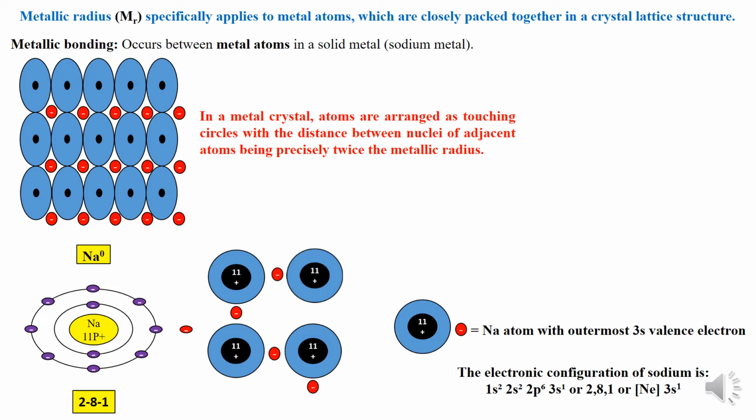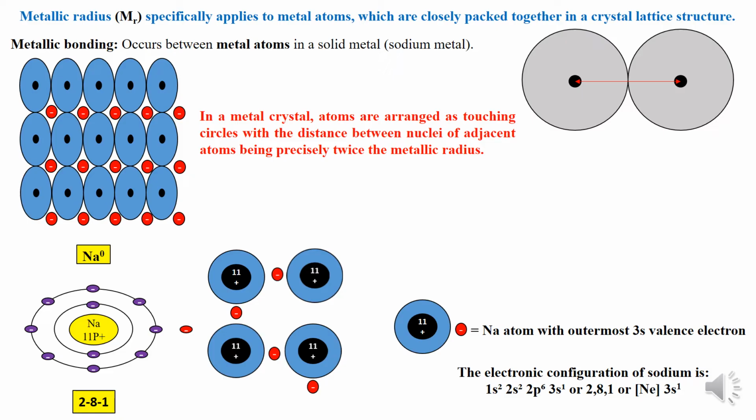In a metal crystal, atoms are arranged as touching circles with the distance between nuclei of adjacent atoms being precisely twice the metallic radius. So in the crystal lattice structure of sodium metal, you will find the sodium atoms as touching circles or touching spheres.